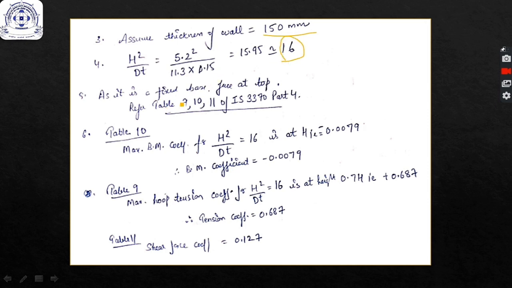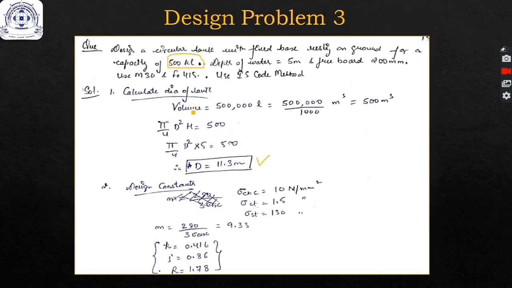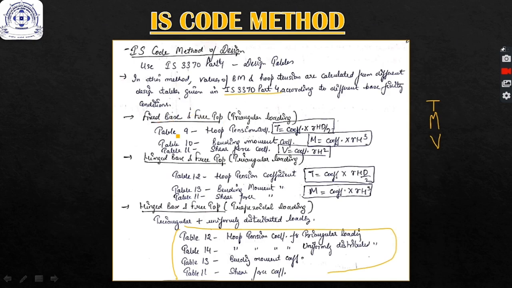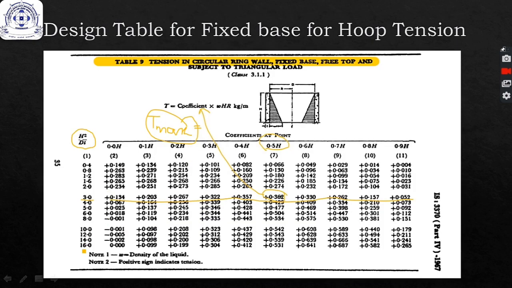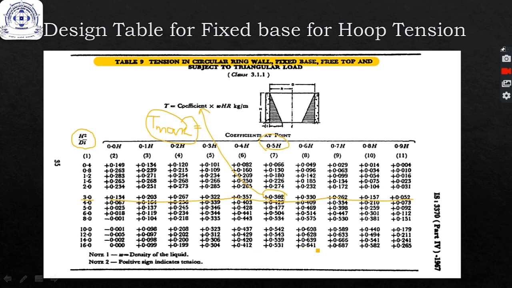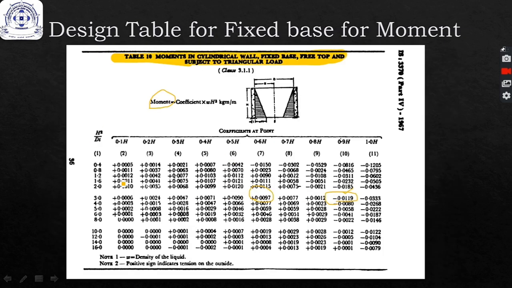Now as it is fixed base and free at top, there will obviously be triangular loading due to the water pressure, so we will be using table number 9, 10, 11. For fixed base and free top we will be using 9, 10, 11. So for h square by dt equal to 16, the maximum coefficient of hoop tension is 0.687, and from table number 10 we get the maximum value of bending moment coefficient to be 0.0079.